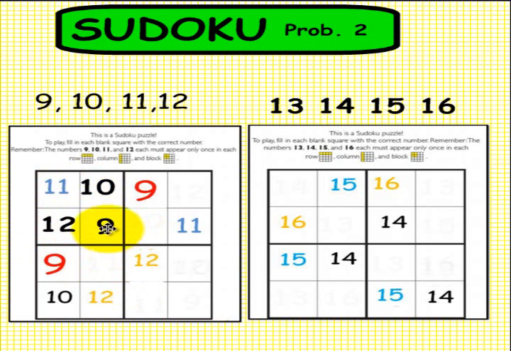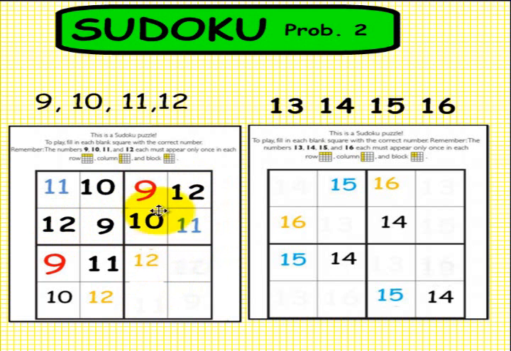Okay, if there's a 9 there, let's look at this column. What number is missing? If you said 11, you are correct. Okay, coming across here, what number is missing on this side? We have 10, 9, 10, 11, and 12. If we have 10, 11, and 12, what number is missing here? If you said 10, you're right. So that goes across and in the cubicle.